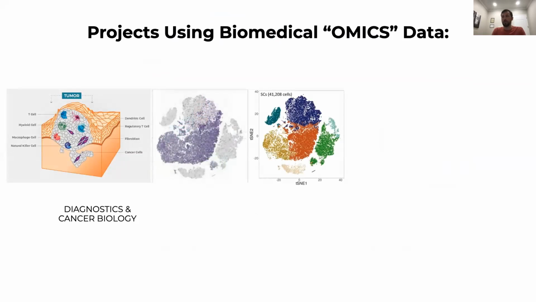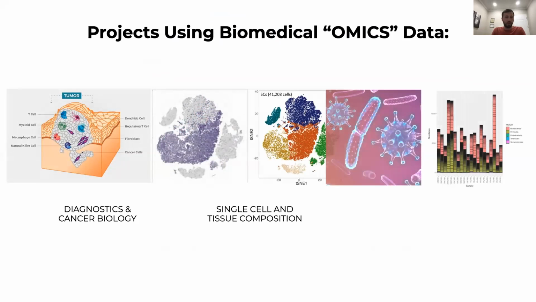For example, we'll talk about diagnostics and cancer biology. We'll talk about how to analyze single cell data and tissue composition and what we can learn from such data. And we'll also talk about the microbiome and infectious diseases. So we'll talk about how we can analyze specifically the data that was generated to represent species diversity or species richness, and how we can use such information to ask questions about different diseases or even non-clinical conditions like anxiety.